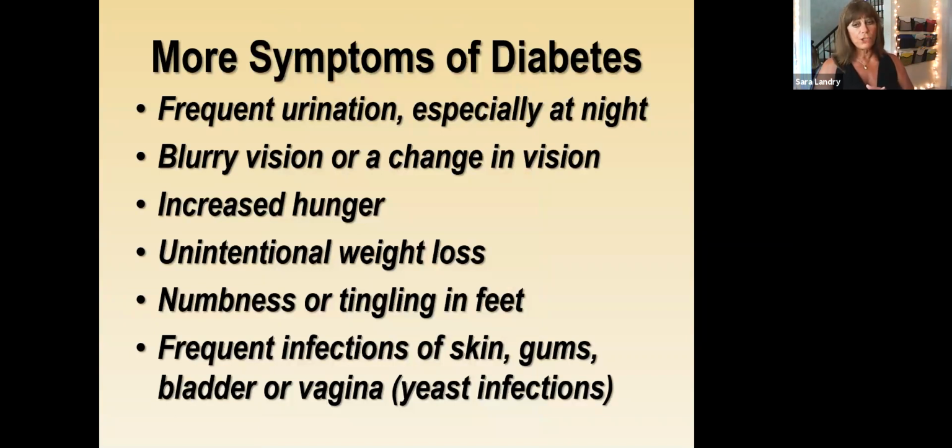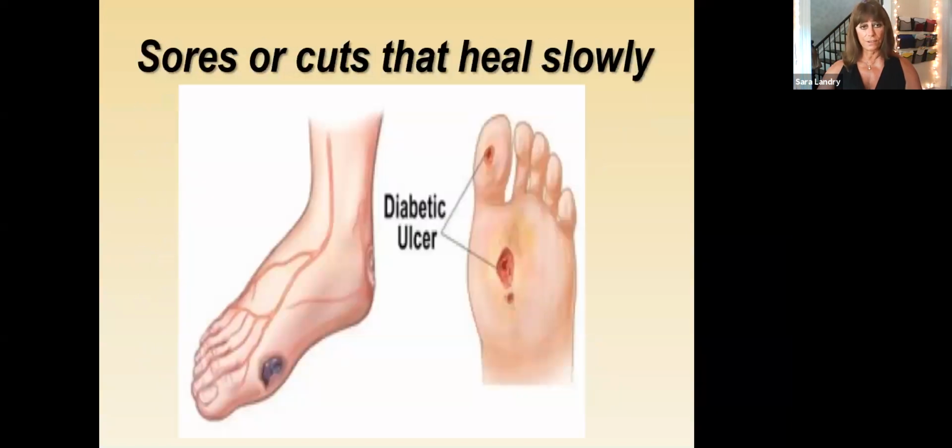Blurry vision or changes in your vision. If you have this appetite, this hunger, and you eat and you eat and you still feel hungry. If you suddenly start losing weight and you're not trying to lose weight. If you feel numbness in your fingers, in your feet. And if you start to notice frequent infections of your skin, your gums, your bladder, or your vagina, if you're having yeast infections.